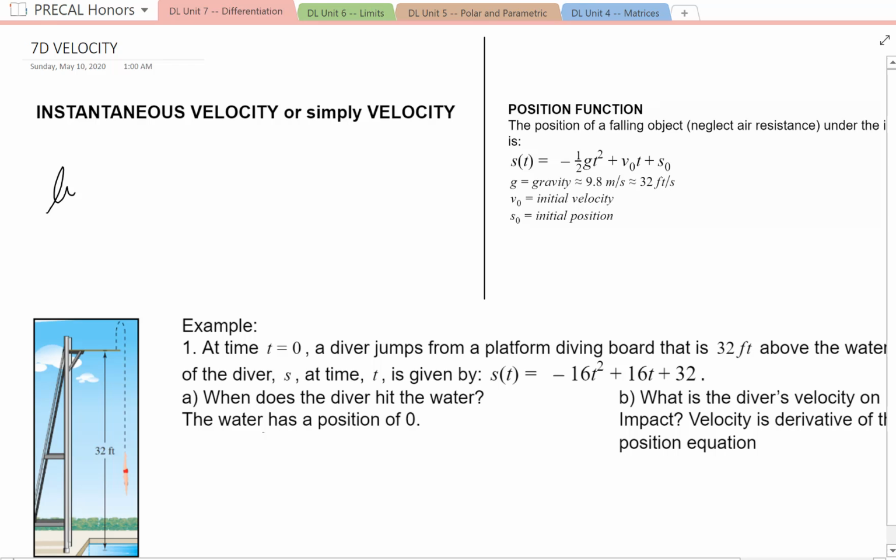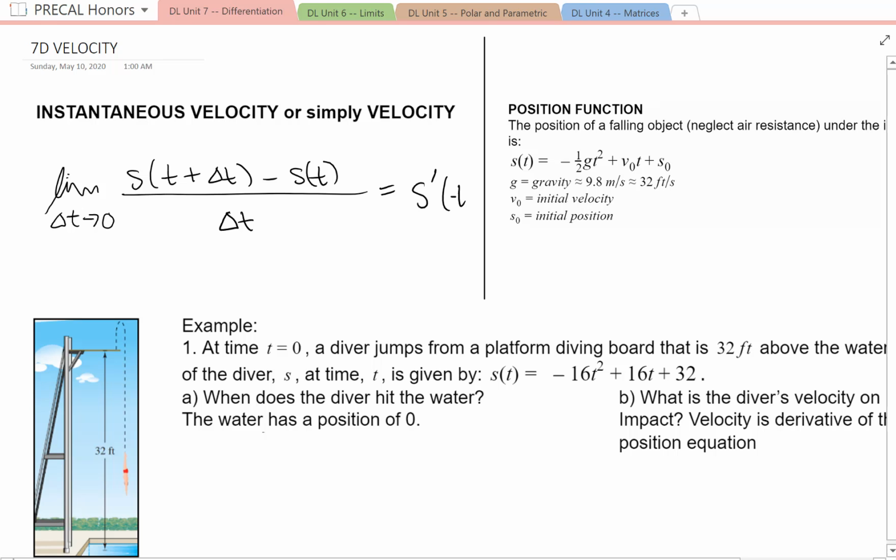The way to find instantaneous velocity is to take the limit as delta t approaches 0 of average velocity. The formula from the last page: S of t plus delta t minus S of t over delta t. This is just another way of saying the derivative of the position function. The limit of this expression is the formula to find velocity.